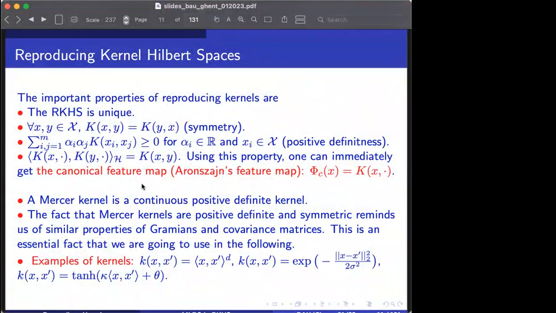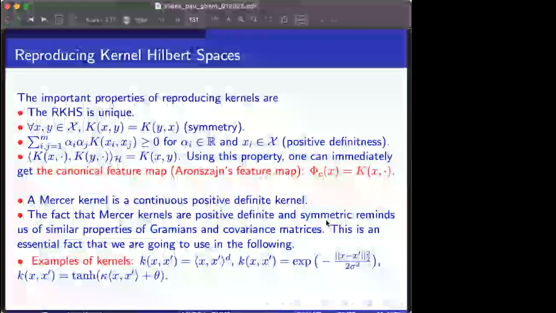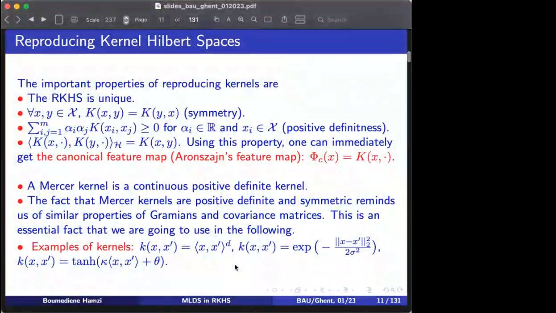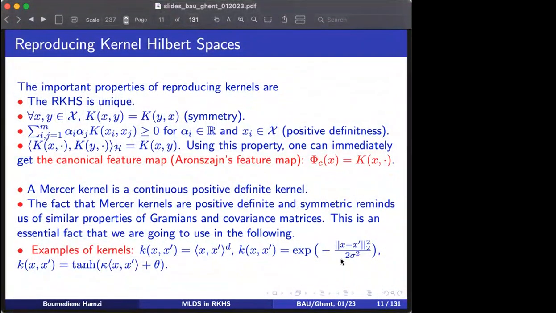A Mercer kernel is a kernel with the extra property that it is continuous. The fact that Mercer kernels are positive definite and symmetric reminds us of similar properties of Gramians and covariance matrices, and these are exactly the kind of properties that we'll be using in this work. Examples are the monomial, the Gaussian, and hyperbolic tangent kernels.